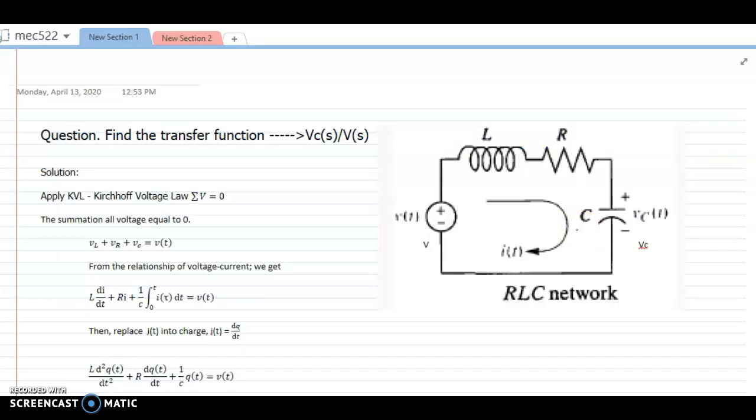How to solve this problem? First, you want to find the transfer function for VC. VC is the output, and V is the input. First, we use KVL, which is the summation of V equals 0.